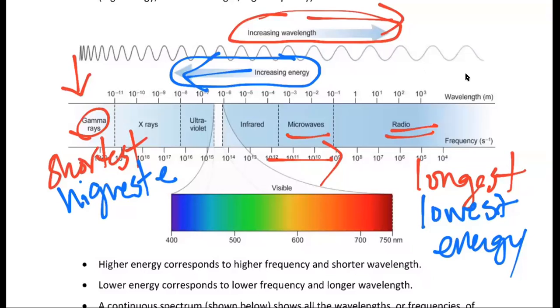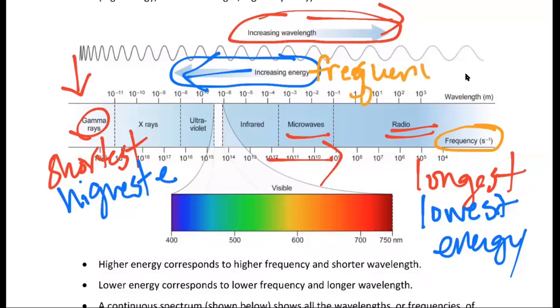Okay, so again, energy and wavelength are opposite. So your long wavelengths have your lowest energy, your short wavelengths have your higher energy, okay? And then the other thing on here is frequency, and it's not totally labeled on here. If you look, it's labeled right here, but there's no arrow.